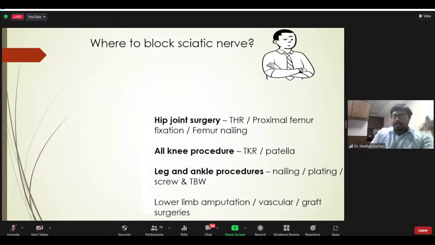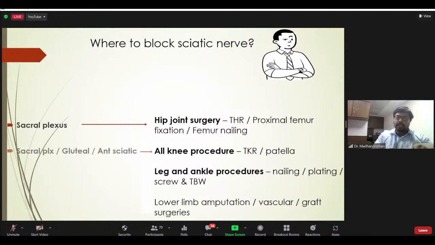Now, where to block, I have told the levels 1, 2, 3, 4, and 5. Depending upon the hip joint surgery, we need to block at the sacral plexus. Mainly, we are going to block the sciatic nerve. But in hip joint anatomy, the posterior capsule has innervation from the superior gluteal nerve as well as the nerve to quadratus femoris. We don't have any separate block for those nerves because they are very small and deeply situated. So the only thing to block for this is a sacral plexus block, which will take care of all 3 nerves.